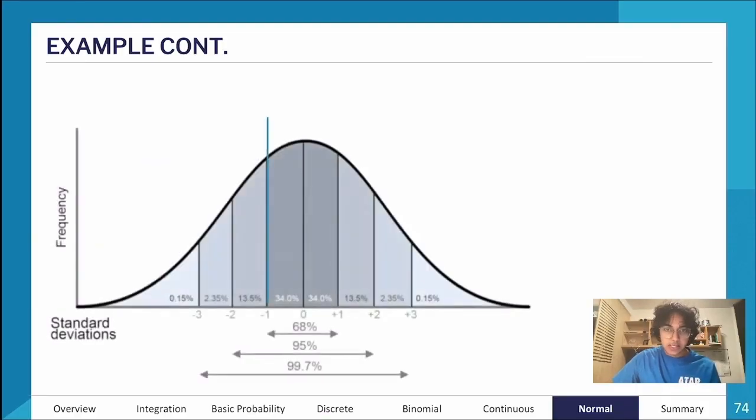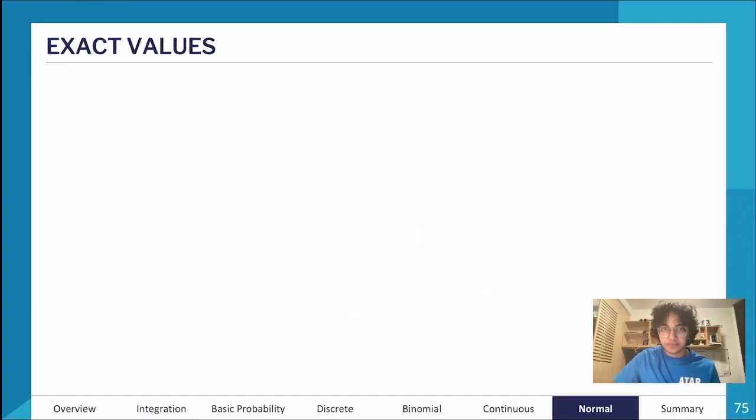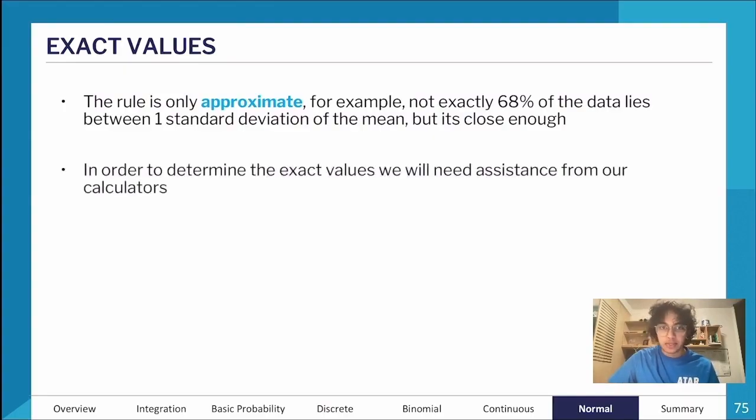Just to continue with the example, this is just what I just showed. All we're doing is working out this, which is just equal to 0.68 divided by 2, and then we're also working out what this is, which is equal to 0.95 divided by 2. So this rule is approximate. It's not exactly 68%, but it's good enough for that determination. For exam 1, that's good enough because they only want approximates.